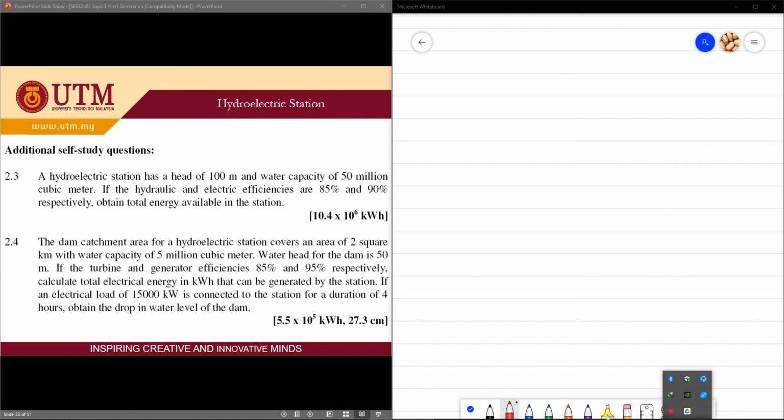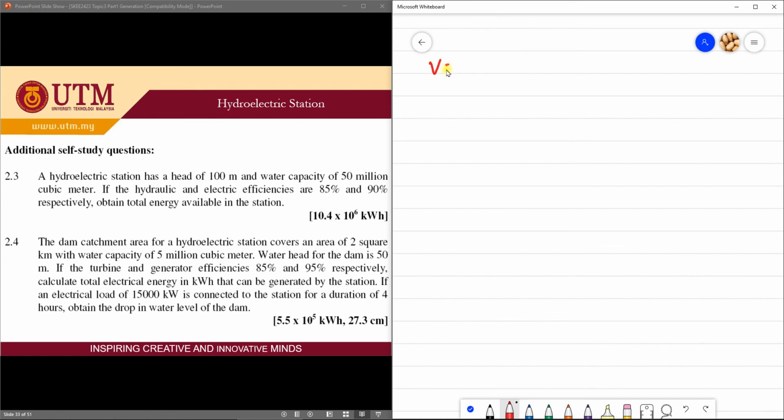Let me check the recording first. So the first question is direct to the point. You can see here the volume is 15 million multiplied by 10^6 meter cube. This is already in SI unit. The head is 100 meter. The efficiency of hydraulic is 85%. Efficiency of electrical is 90%.